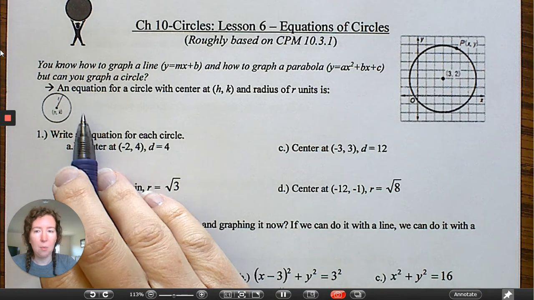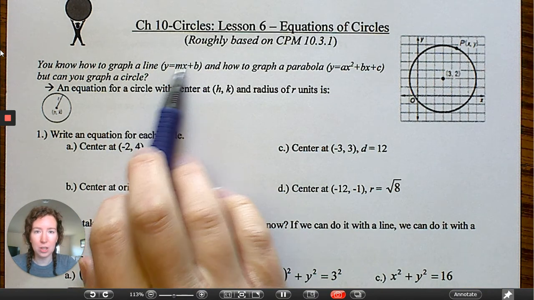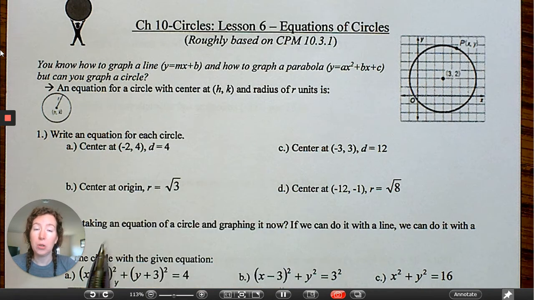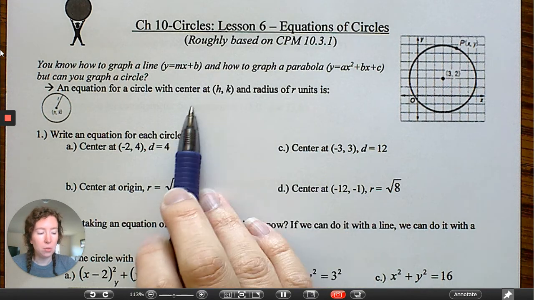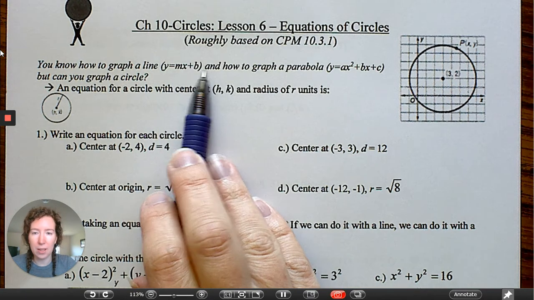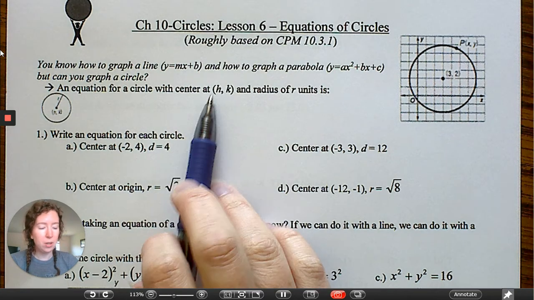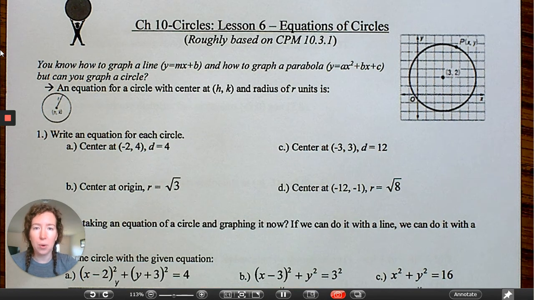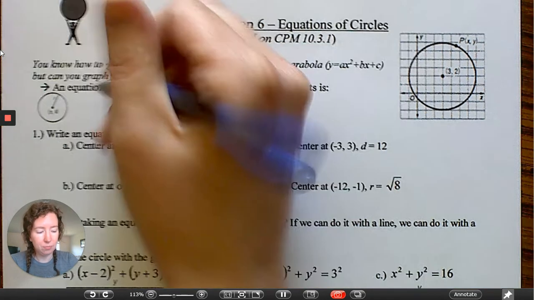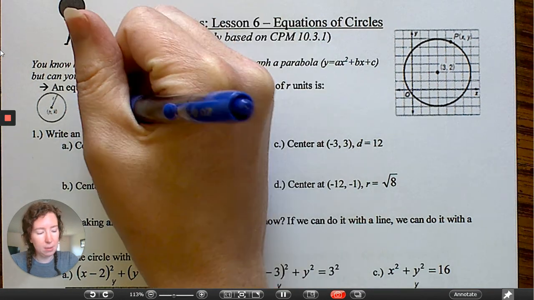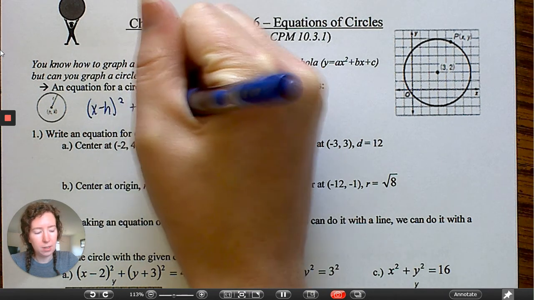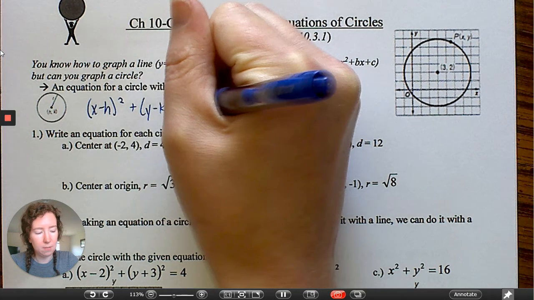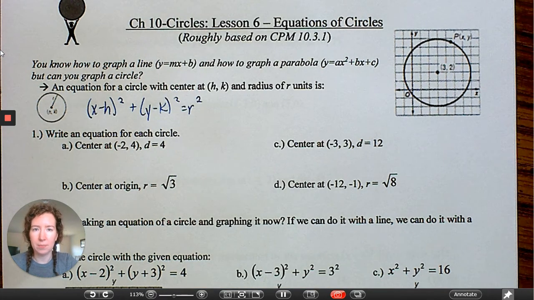idea. Now, when you graph a line, you need to know the slope and you need to know the y-intercept. When you graph a circle, you need to know the center and you need to know the length of the radius. So just like we use m for slope and b for y-intercept, we're going to use h and k for the x and y coordinates of the center of a circle on a graph. And then obviously r is radius. So here's our equation. It's going to be (x minus h) squared plus (y minus k) squared equals r squared.